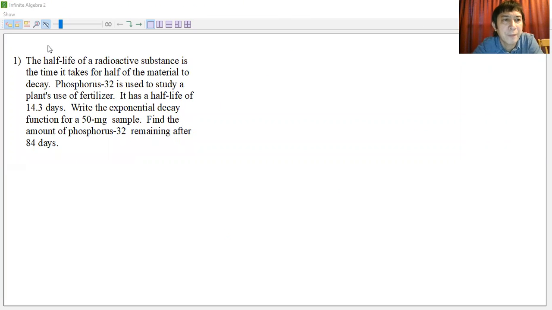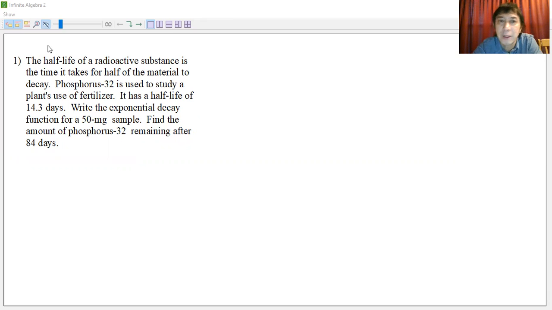Okay, here's number 1. The half-life of a radioactive substance is the time it takes for half of the material to decay. Phosphorus 32 is used to study a plant's use of fertilizer. It has a half-life of 14.3 days. Write the exponential decay function for a 50 milligram sample. Find the amount of phosphorus 32 remaining after 84 days.